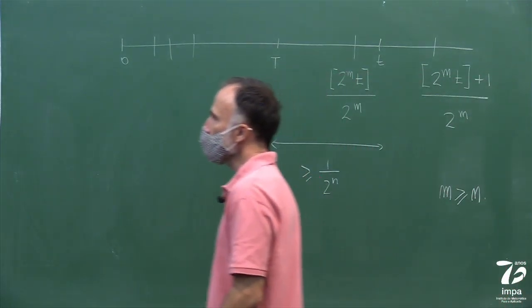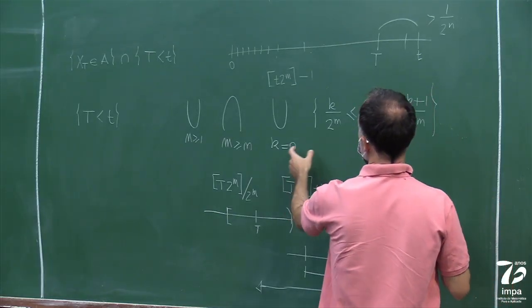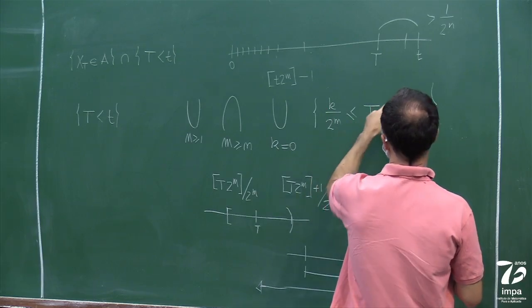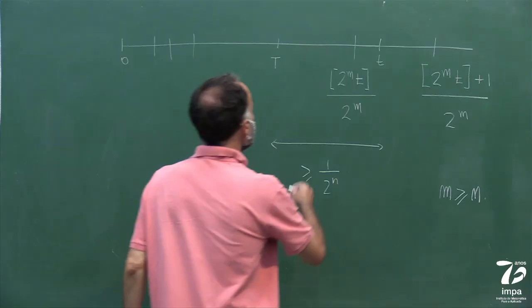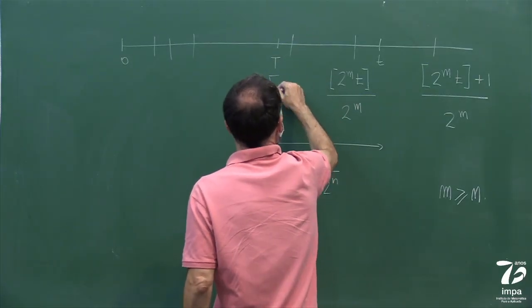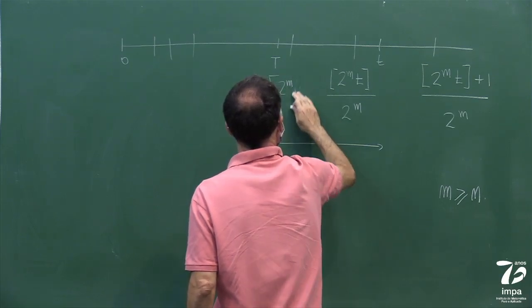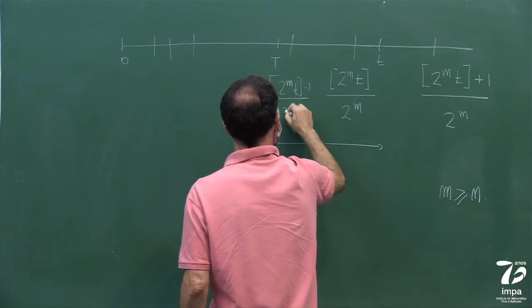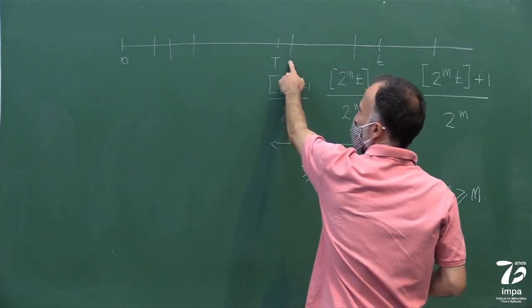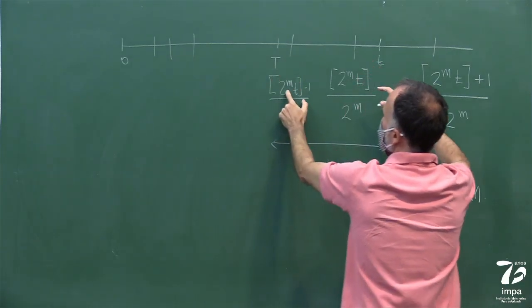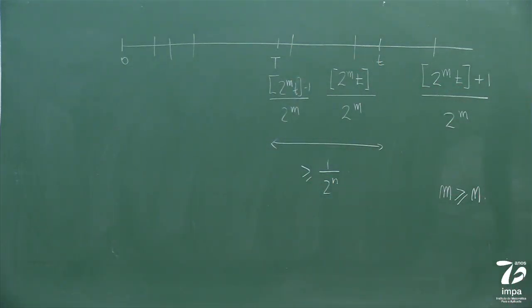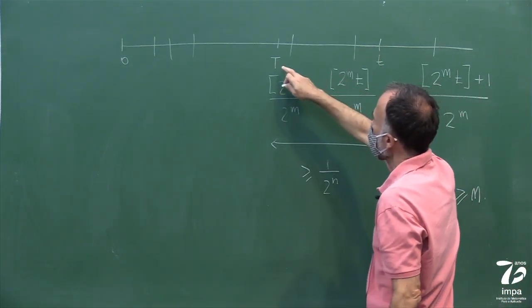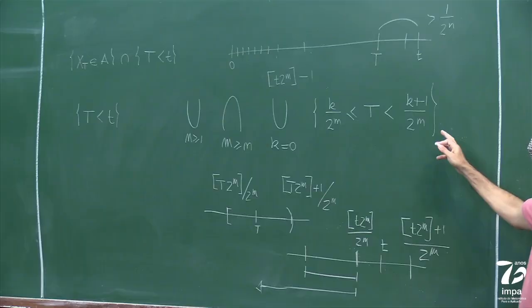Now I'm taking all the intervals between k over 2m and k plus 1 over 2m, up to k equal to 2mt minus 1, divided by 2m. So I'm stopping at k equal to this number, 2mt minus 1. So the last interval I'm taking is this one. Okay? So what I claim is that t indeed belongs to one of these intervals.